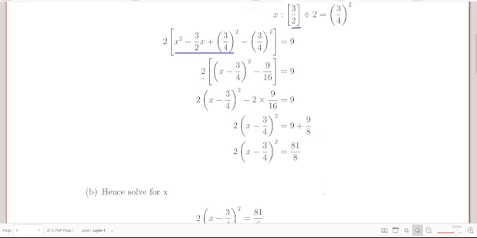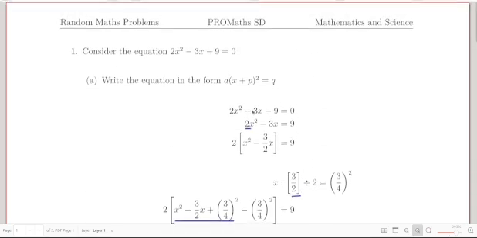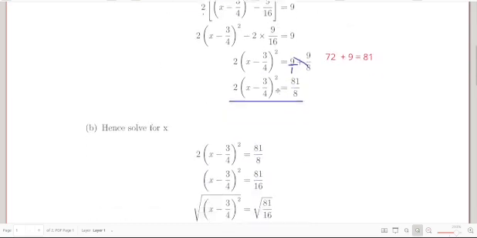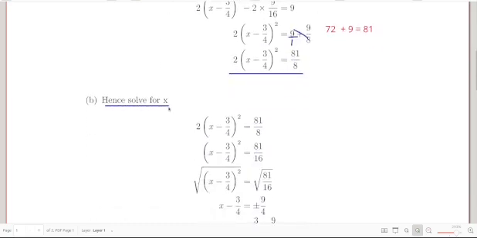And then from there, you just simplify these two. Just say 9 times, don't forget this is over 1. This is over 1, and then this 9 times 8, that's 72. Plus 1 times 9, it's 9. This is going to give you the 81 over 8, which is what we have here. And then we have successfully written the equation in the form of completing the square, which is what was required here. Next question said, hence solve for x.